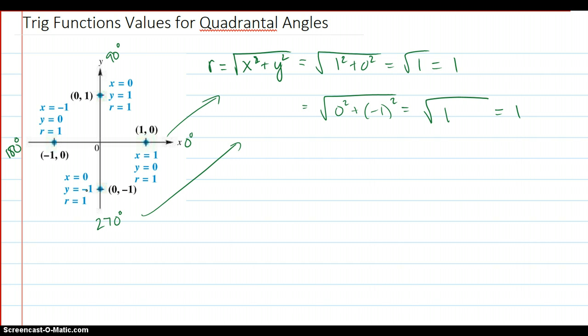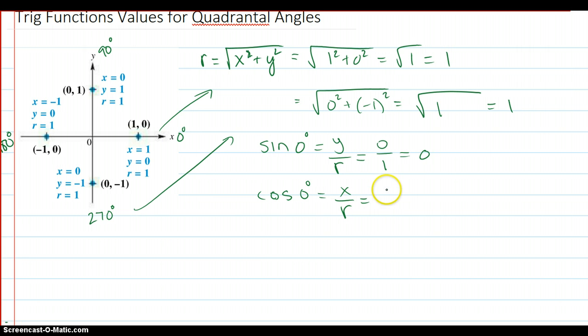Now, to find the definition of sine, let's try 0 degrees first. Sine of 0, if you remember, is y over r. The y value is 0, and the r value is 1. So 0 over 1 we know is 0. Cosine of 0 degrees, that is x over r. X is 1, r is 1, so we know it's 1.